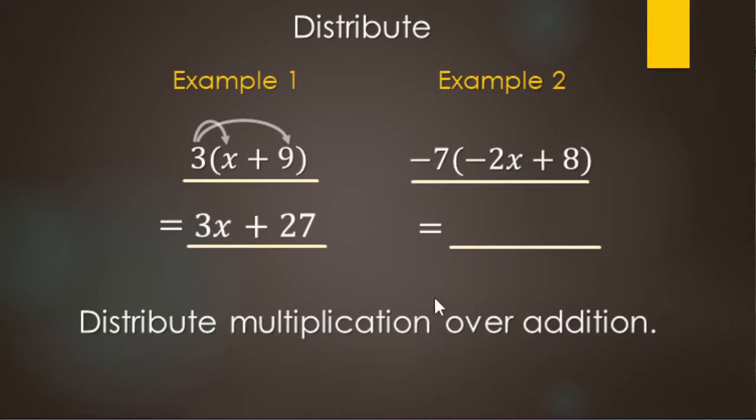And in this example, we're going to be doing -7 times the quantity of -2x plus 8. So we're going to multiply the -7 times the -2x and the -7 times the positive 8. Here we go. -7 times -2x. We have a negative times a negative, so that's going to be positive. And then we do 7 times 2 to make 14 x's. Next up, -7 times a positive 8. Negative times positive is negative. And then 7 times 8 is going to make 56 for the product there.